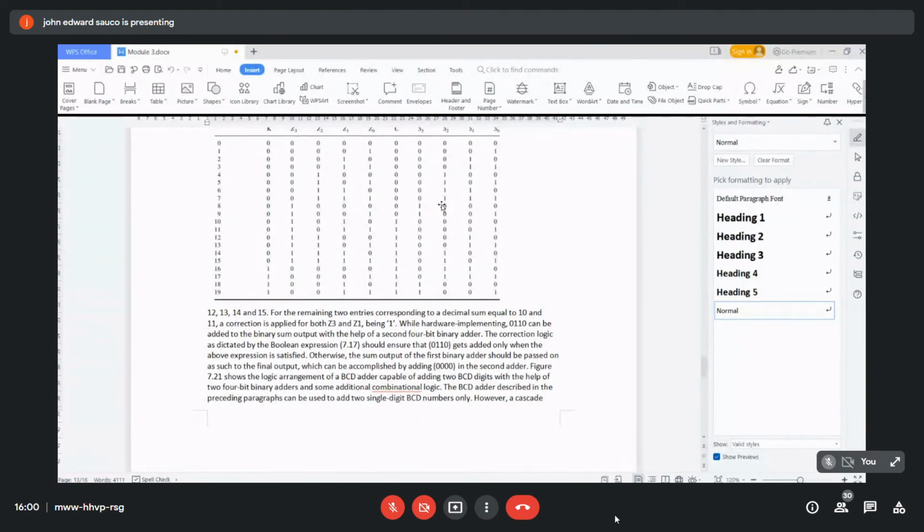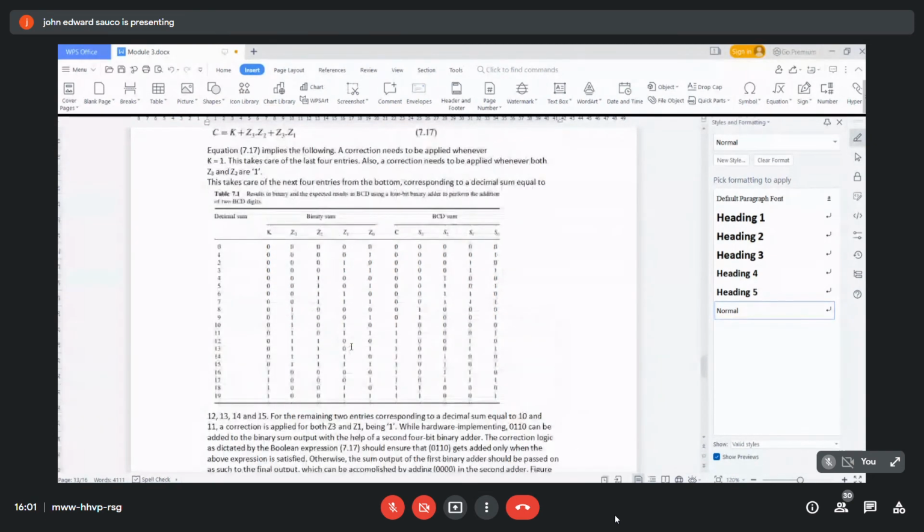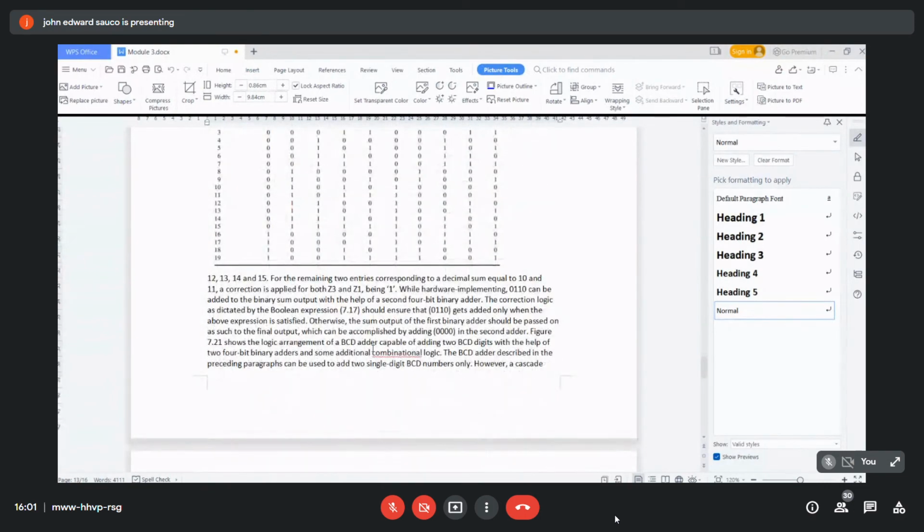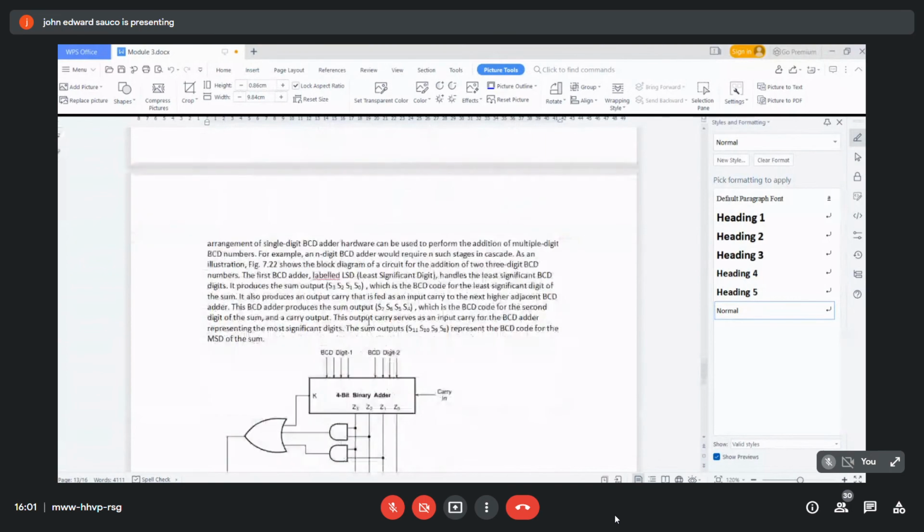So, for the remaining two entries corresponding to the decimal sum equal to 10 and 11, a correction is applied for both Z3 and Z1 being 1. Okay? So, while the hardware implementing 0110 can be added to the binary sum output with the help of a second 4-bit binary adder, the correction logic is dictated by the Boolean expression 7.7. So, ito yun. Truth table na to. Okay, yun yung sinasabi dyan about sa BCD.